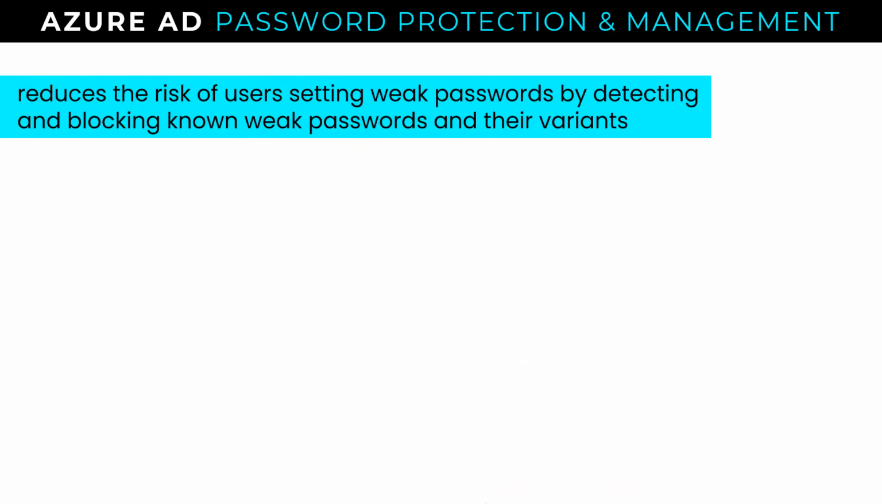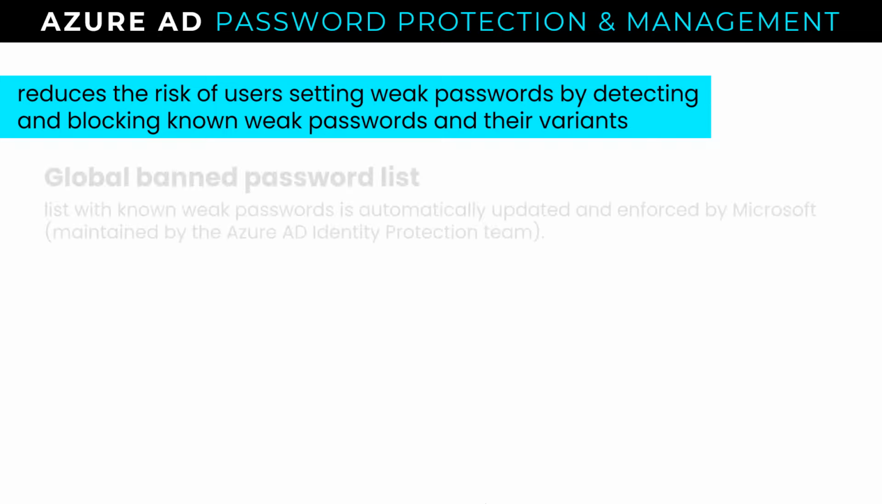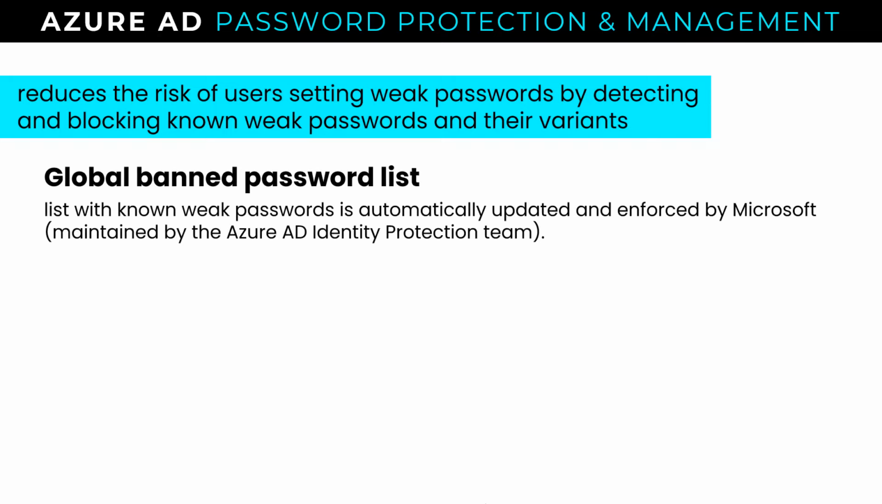So also in the password protection and management category, we have the global banned password list, which is a list of known weak passwords, and it's automatically updated and enforced by Microsoft. It's actually maintained by the Azure AD Identity Protection team. When we talked about password spray attacks earlier in this session, I mentioned that we would talk about the global banned password list, which prevents users from setting weak passwords, which gives us protection against password spray.